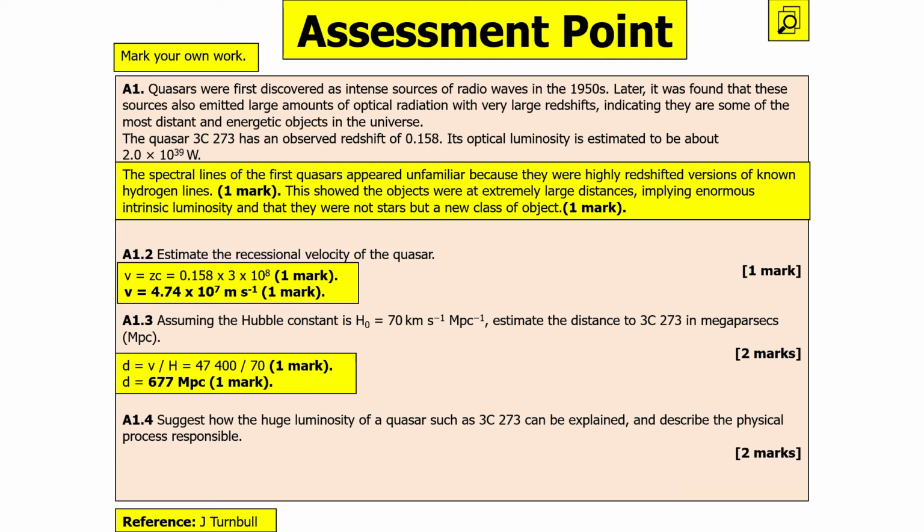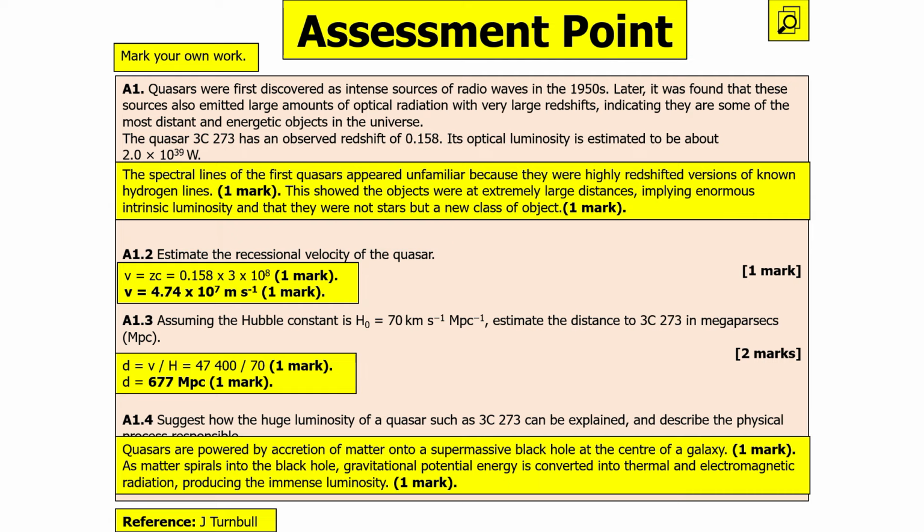We've got to convert that into kilometers per second, and then we can use that in the equation d equals v over H. H is 70, so it's 677 megaparsecs. Quasars are powered by the accretion of matter onto a supermassive black hole at the centre of a galaxy. As matter spirals into the black hole, gravitational potential energy is converted into thermal and electromagnetic radiation, producing the immense luminosity.